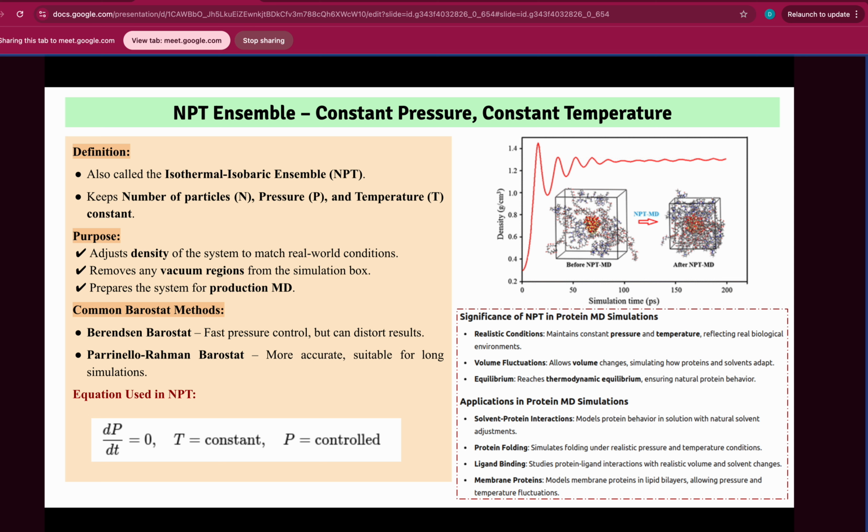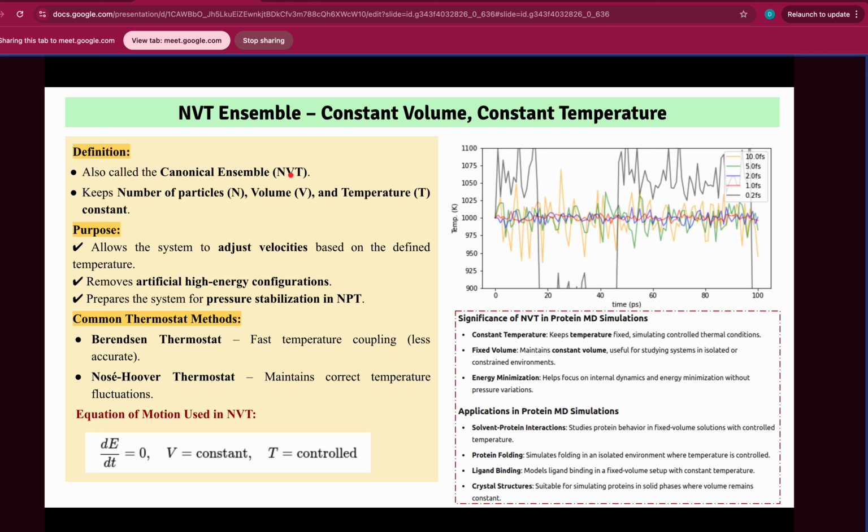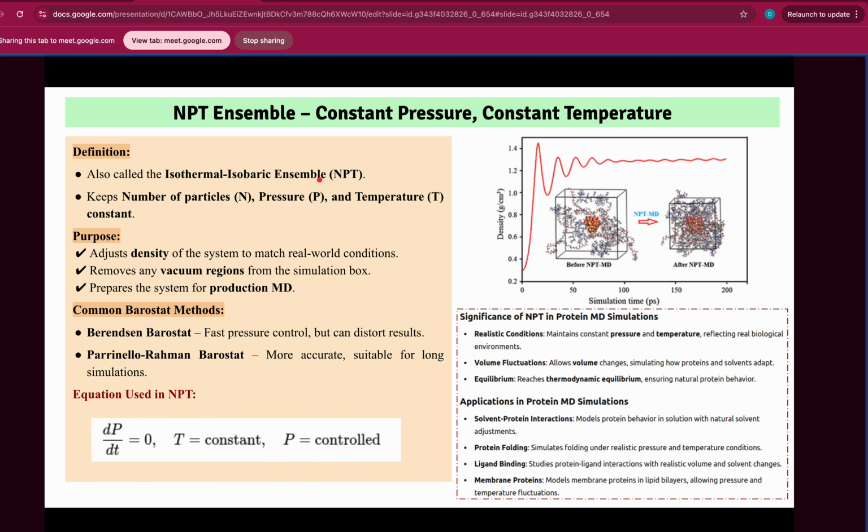Then comes the NPT ensemble, in which we now make our pressure constant along with constant temperature. This one is known as the isothermal-isobaric ensemble. The previous one was known as the canonical ensemble. The isothermal-isobaric ensemble keeps the number of particles, pressure and temperature constant. The purpose is to adjust the density of the system to match real-world conditions.